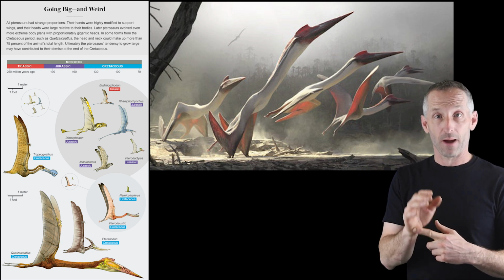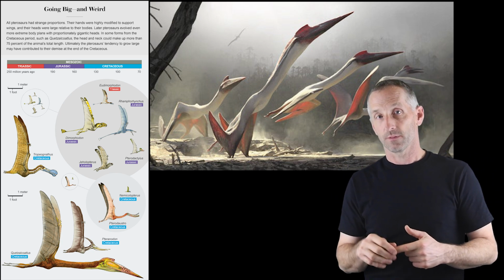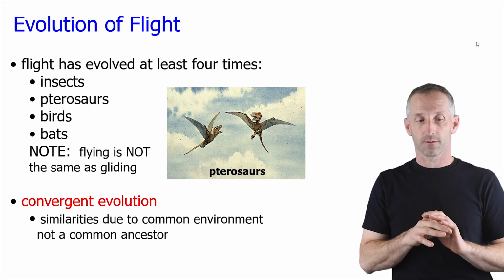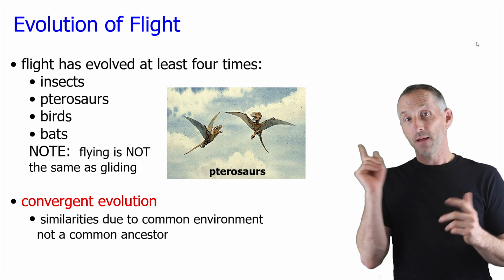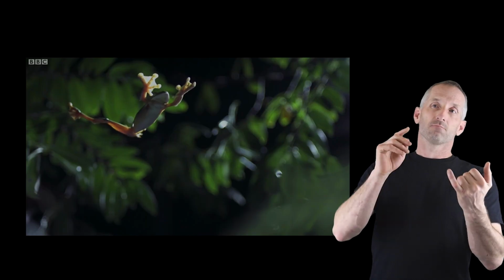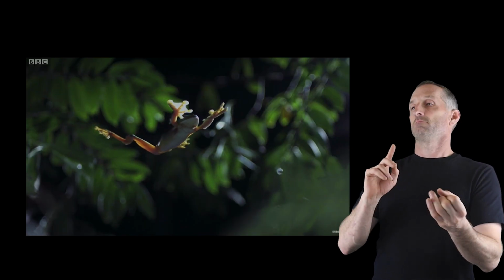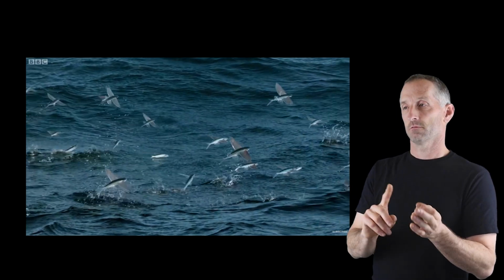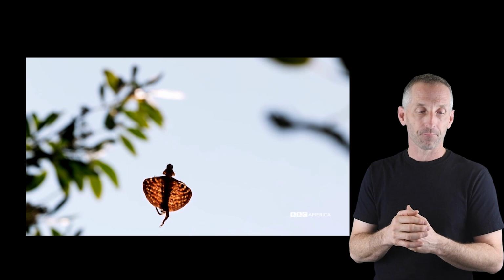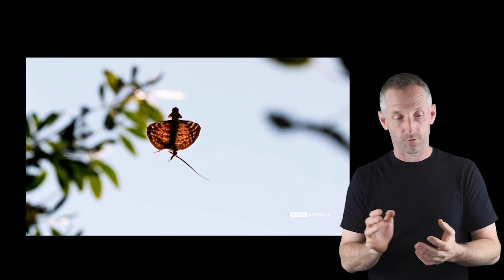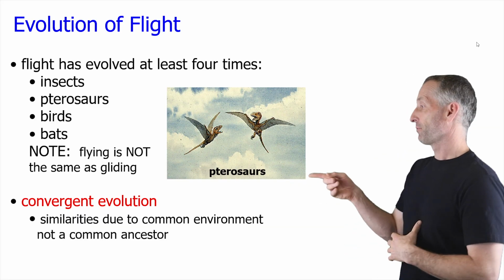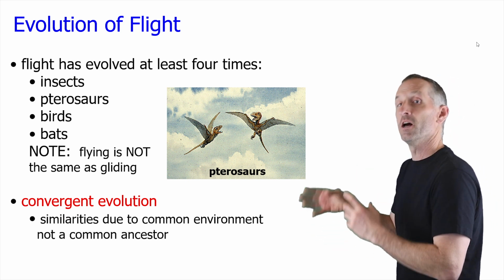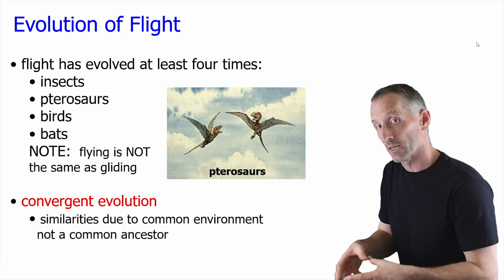We've talked a bit about bats already, the vampire bat in the last lecture. They also have flight, of course. Those are all separate evolutionary origins of flight. Now, there have been many other origins of gliding, including gliding frogs and gliding snakes and gliding fish and a whole bunch of things like that. But that's not flying. That's not powered flight. So this is an example of convergent evolution, where you have similarities that evolved due to a common environment, not because they came from a common ancestor.